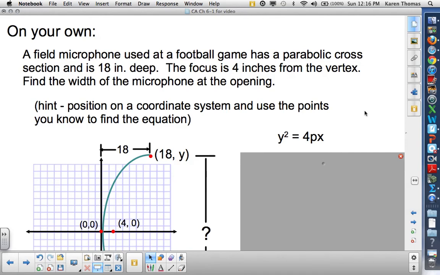I was going to have you try this one on your own. See what you can do to get started. I'm starting you off to let you know that you need to make a drawing of all of these before you do anything at all with them. We have a field microphone, also known as a parabolic listening device, used at a football game. It has a parabolic cross-section and is 18 inches deep. The focus is 4 inches from the vertex.